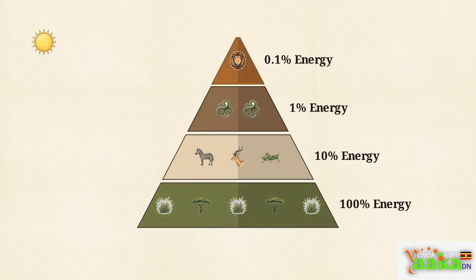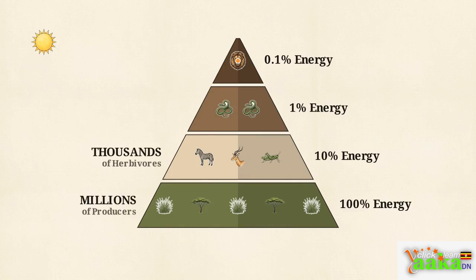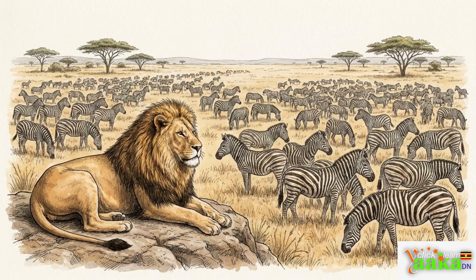Look at the sheer volume of the base compared to the tip. It takes massive fields of producers to sustain thousands of herbivores, just to provide enough residual energy for a few apex predators at the very top. Ecosystems run on strict physical limits. The rapid loss of thermal energy puts a hard mathematical cap on predator populations.